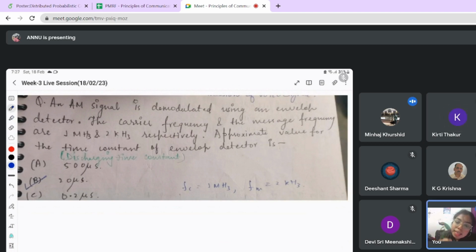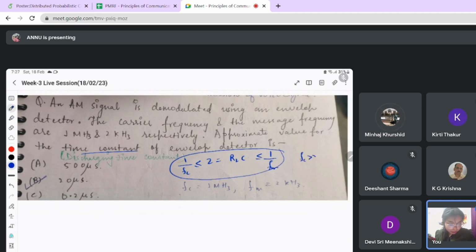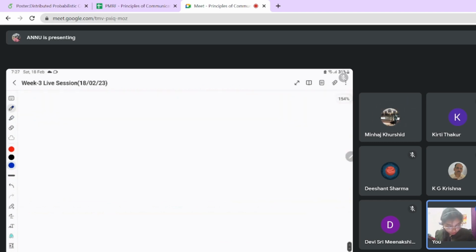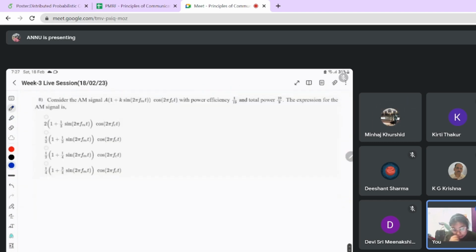Yes, we will check which options satisfy this and take that answer. So the time constant tau = R_L C, which is greater than or equal to 1/f_c and less than or equal to 1/f_m. Sometimes you have doubt whether it is f_m or f_c, so just remember f_c is greater than or equal to f_m. Moving ahead. Consider the AM signal A(1 + k m(t)) with power. I think this question is already solved; it is repeated.